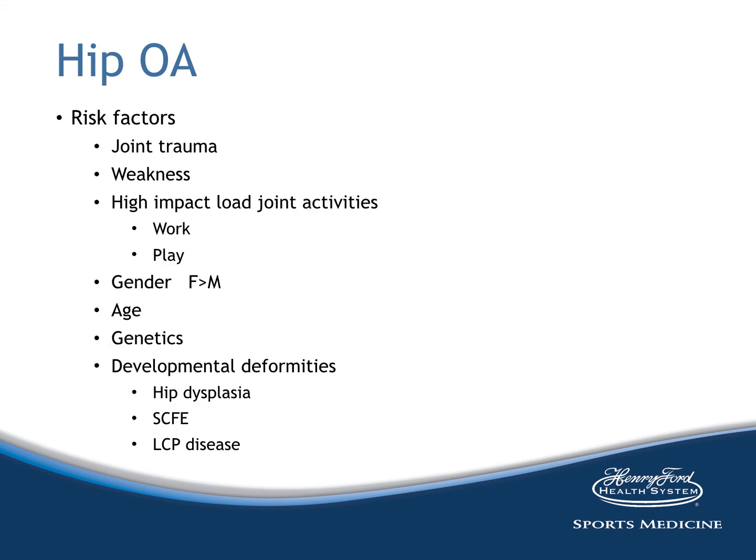Risk factors for arthritis of the hip include joint trauma, weakness of the muscles that surround the hip joint, and high impact load joint activities from work or from play. It's more common in females than in males, and the older we get, the more likely we are to have it. There is a genetic component and also potential developmental component. If you had hip dysplasia, SCFE, or Legg-Calvé-Perthes, you're more likely to develop hip osteoarthritis, but those are secondary forms of arthritis.